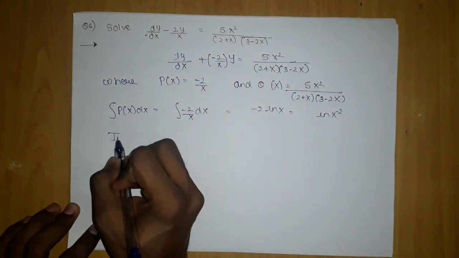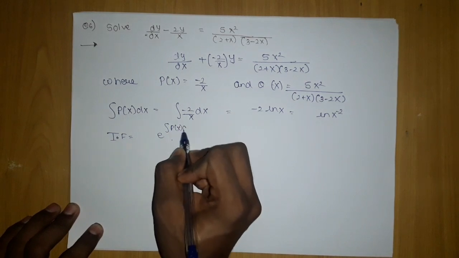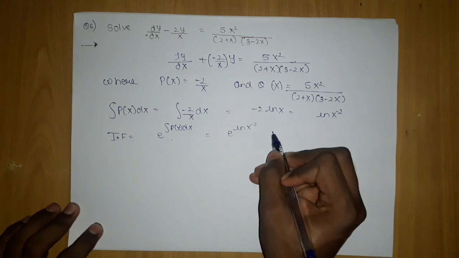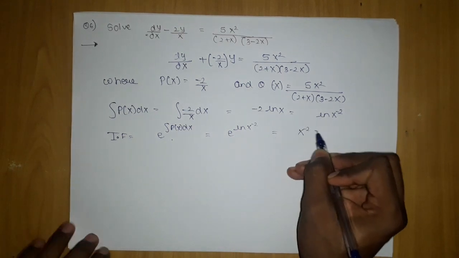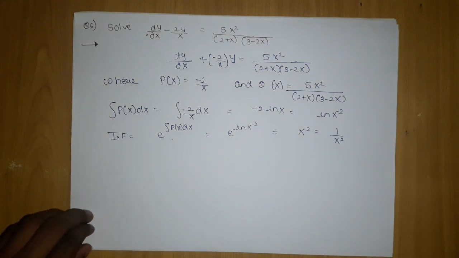Now the integrating factor is e to the power integral p of x dx, right? So substituting the value, e to the power ln x to the power minus 2 is nothing but x to the power minus 2, and your final answer is 1 upon x square. So this is our integrating factor.